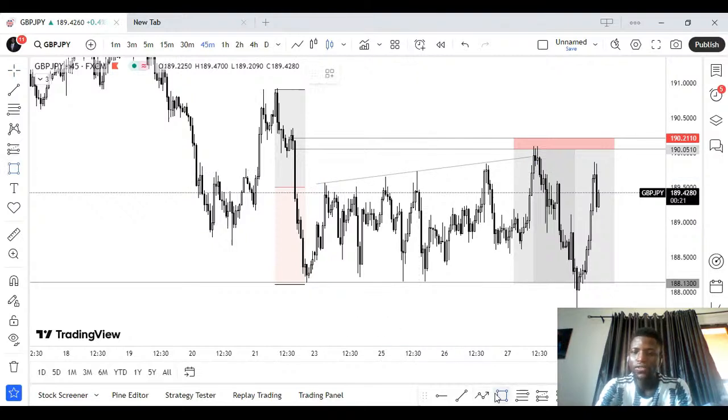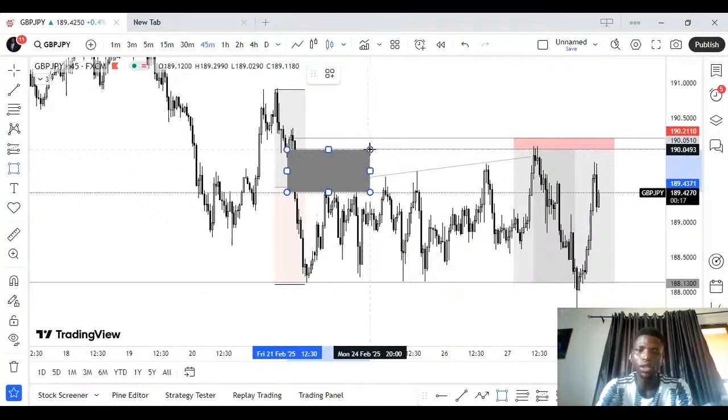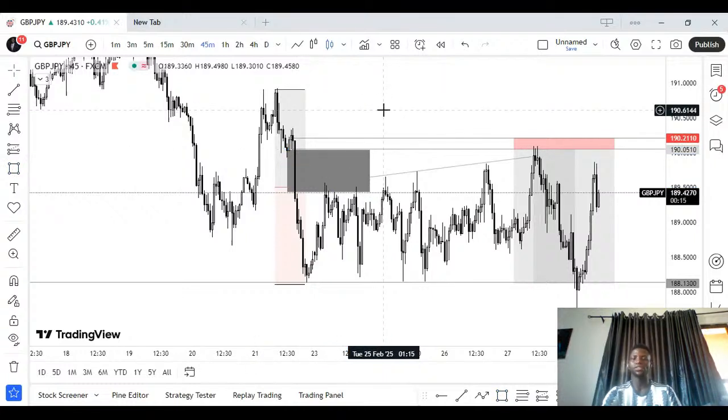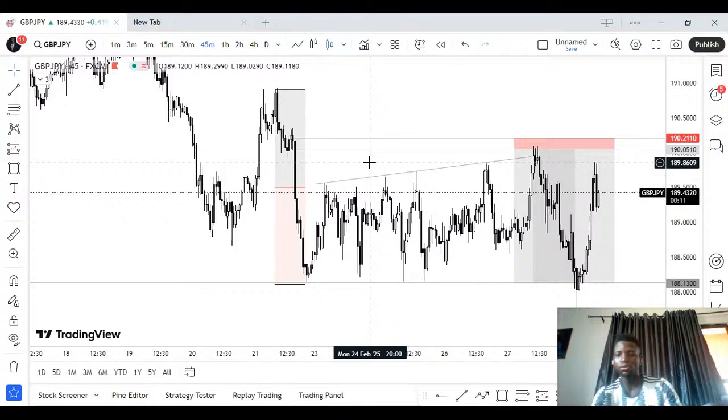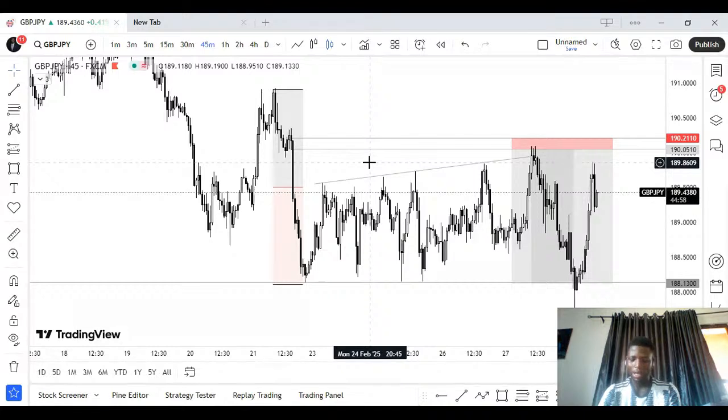Second thing is this fair value gap. I don't know if you know how to identify a fair value gap, but definitely that's a fair value gap. All right? If you study how price moves, again, price moves from liquidity to liquidity. And a fair value gap is a liquidity that price would usually want to take.